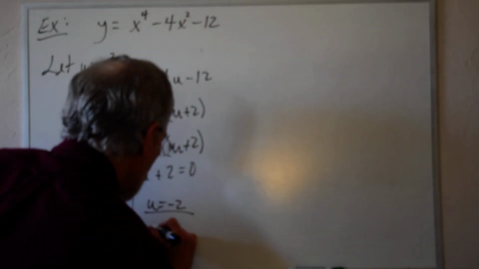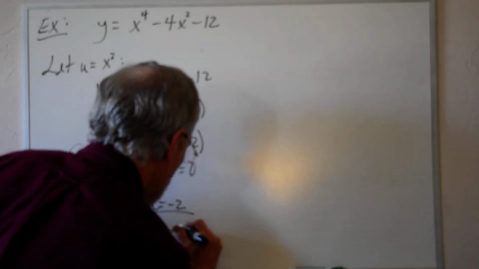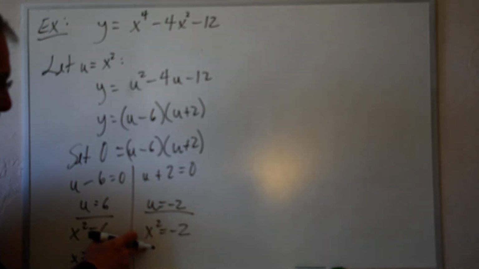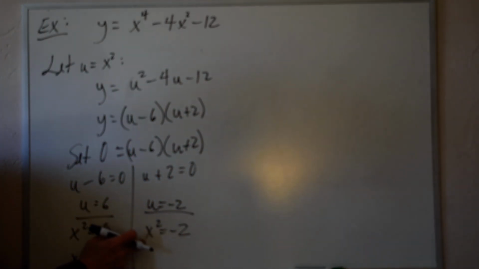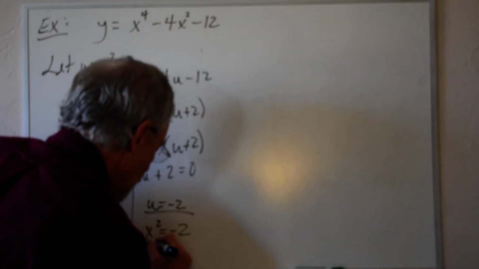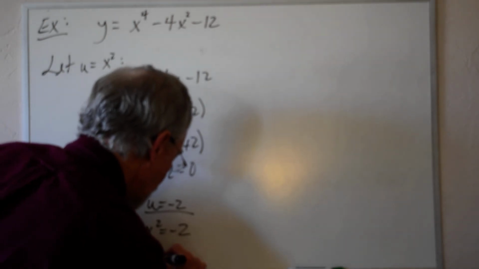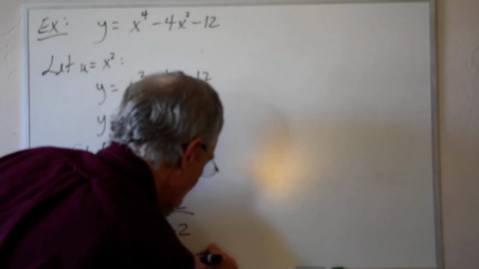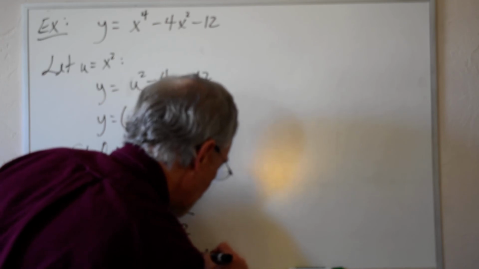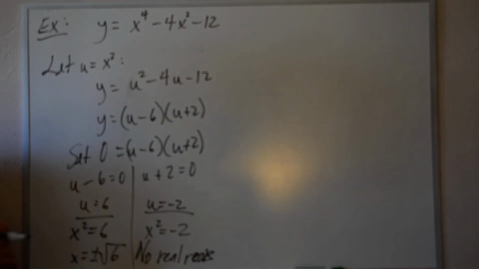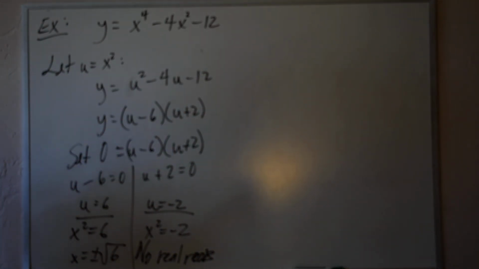Over here, x squared equals negative 2. You can't have a real number which when squared gives you negative 2. You only get a complex number. So we say there are no real roots on this branch of the solution. We'll see what that means graphically.